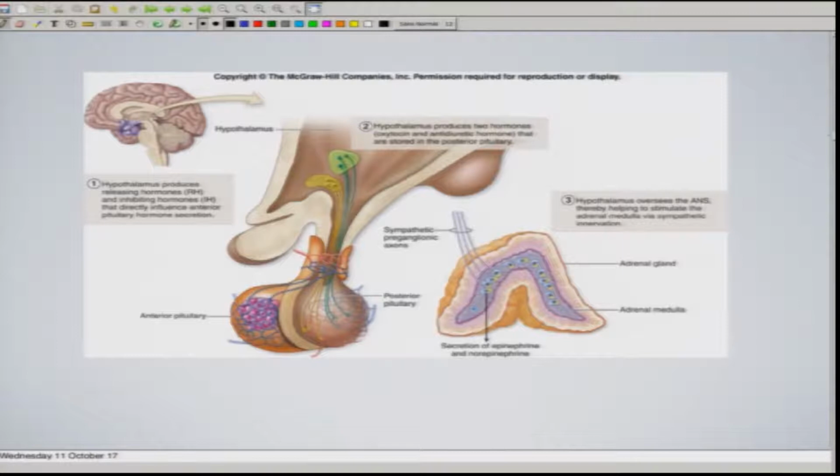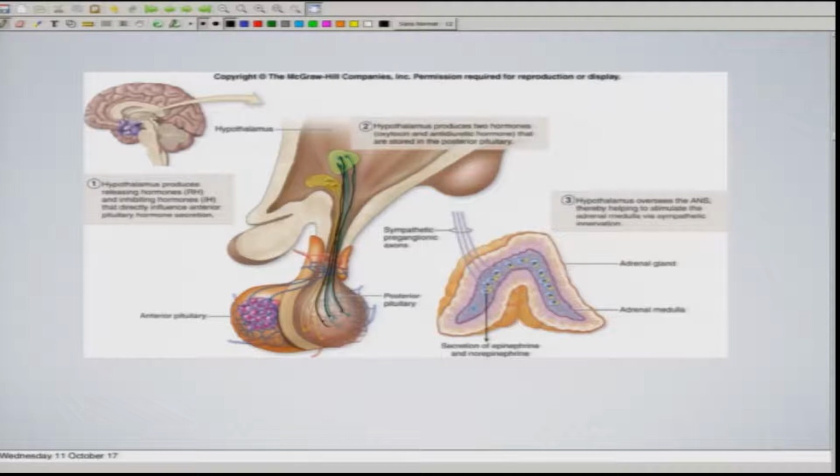So, this is your posterior pituitary. Posterior pituitary and anterior pituitary have this difference, that the posterior pituitary is directly connected by the nervous system. This is the direct connectivity to the posterior pituitary, if you follow this. So, it does not depend on any kind of transmission of molecules via blood.